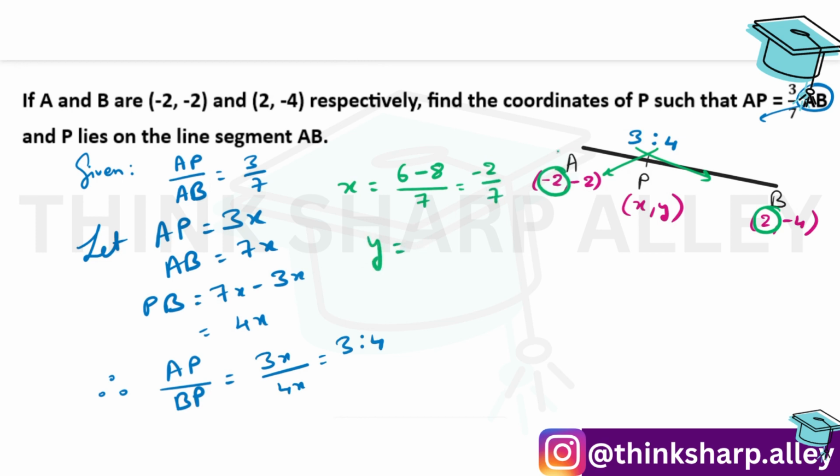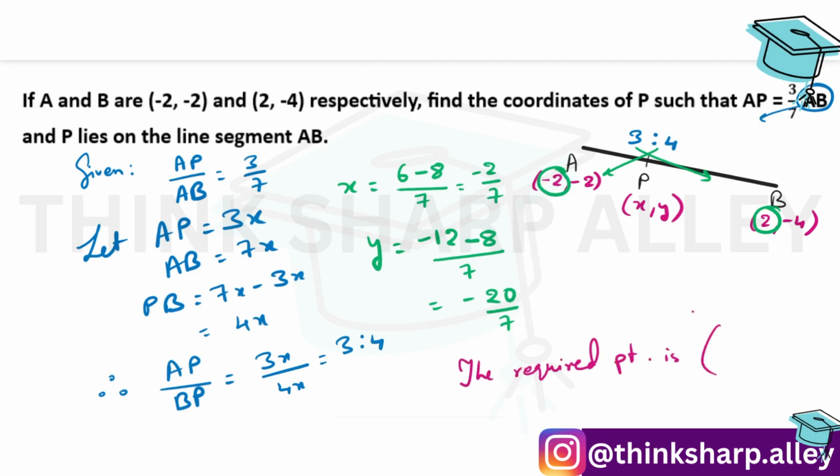And coordinate of y is 3 times minus 4, which is minus 12. 4 times minus 2, that's minus 8. Divide by sum of the terms 3 plus 4, which is again 7. That's minus 20 by 7. So here the required point is, we write the x coordinate first, minus 2 by 7 and minus 20 by 7.